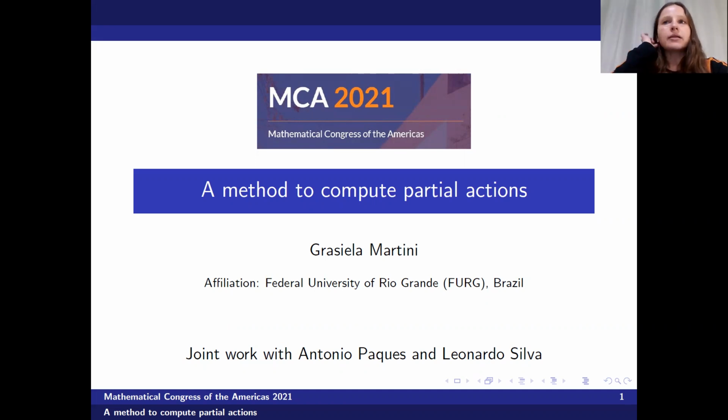I would like to thank the organizers for the opportunity to speak about this work, a method for the calculation of all partial actions of a Hopf algebra on its ground field and some examples. It's joint work with Antonio Paques and Leonardo Silva.